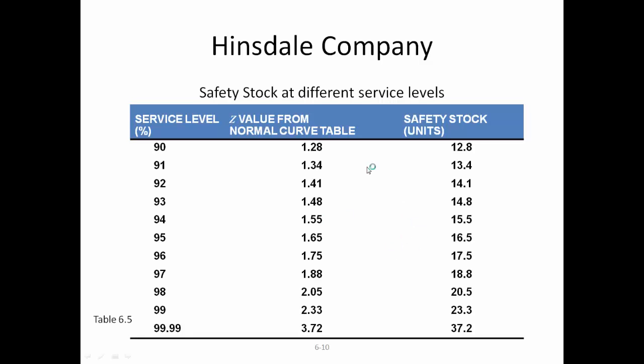So here is a table of safety stocks at different service levels. As you can see, we have service level 90% all the way to 99.9%, and we know that these values represent the area under the curve to the right of the z value presented here. And then once we get the z values, we can compute our safety stock given our standard deviation.